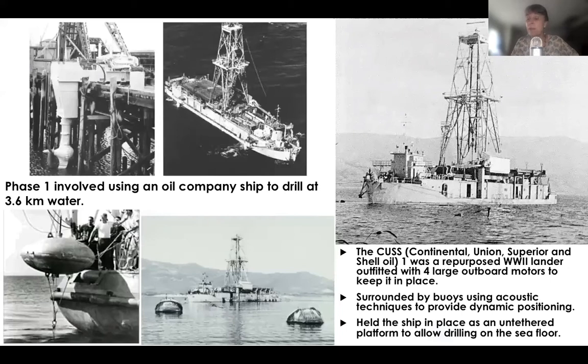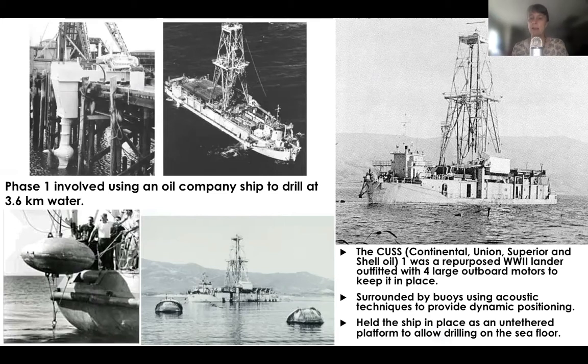Okay, so now the oil companies were also interested in this because they wanted to get oil reserves that were offshore. And so they got on board and they put together a vessel known as the CUSS I. The CUSS stood for Continental, Union, Superior and Shell Oil. And it was a repurposed World War II lander. At that stage, coming out of World War II, there were a lot of extra military equipment around that was no longer in use. And they came up with this ingenious idea of putting a drill rig on it and keeping it in one location.